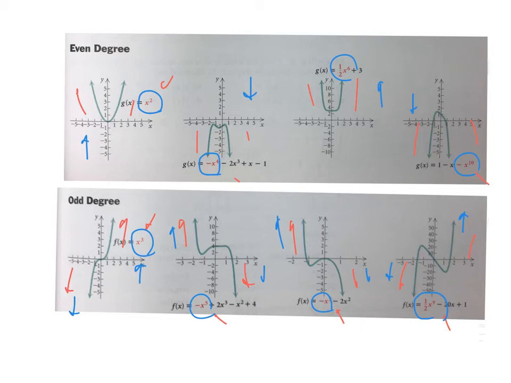So, one more time. Even, both ends go the same direction. If it's even positive, both ends go up. If it's even negative, both ends go down. If it's an odd degree, positive, left down, right up. If it's odd negative, left up, right down.